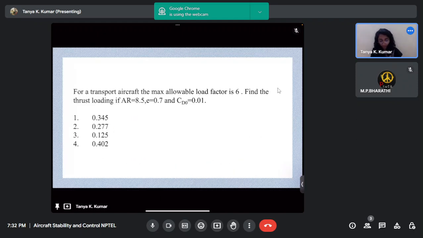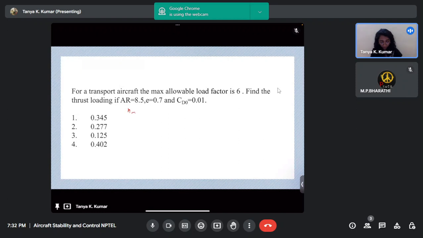Okay, next question. For a transport aircraft, the maximum allowable load factor is 6. What is given? Nmax. Nmax is 6. Find the thrust loading if the aspect ratio, Oswald's efficiency factor, and CD naught are given. They've asked you to find out thrust loading. How do we do this?